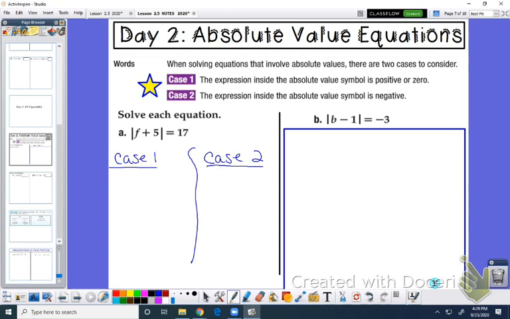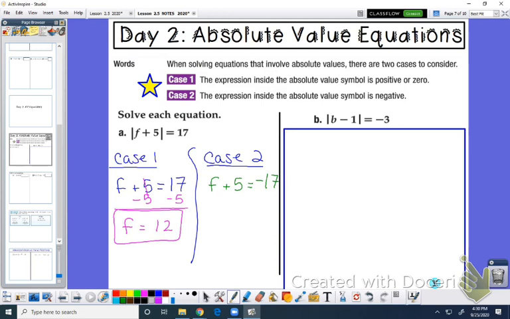Case 1 will be the positive case, so you write your equation f plus 5 equals 17. And then we need to solve that. So we're going to subtract 5 from both sides. F equals 12, so that's one answer. Then we're going to do our negative case. So we're going to do f plus 5 equals negative 17.